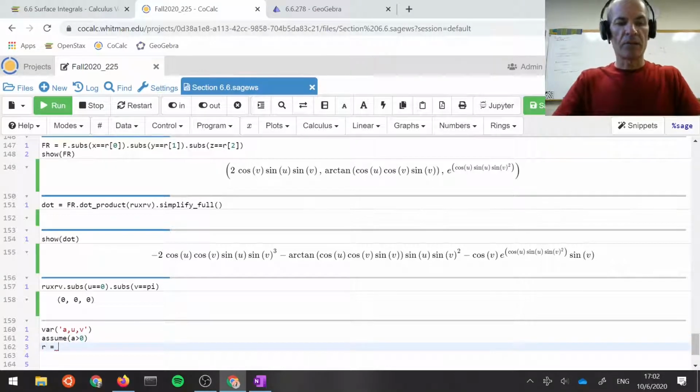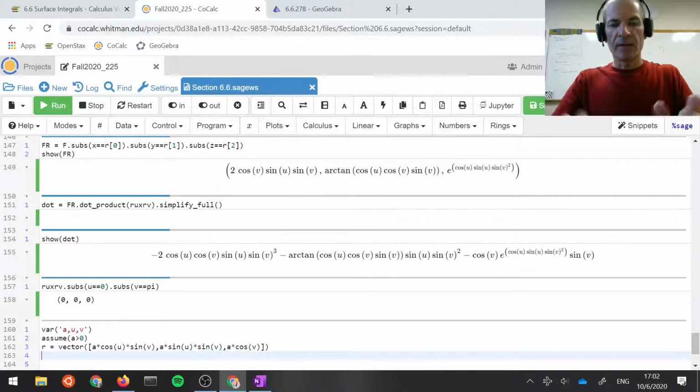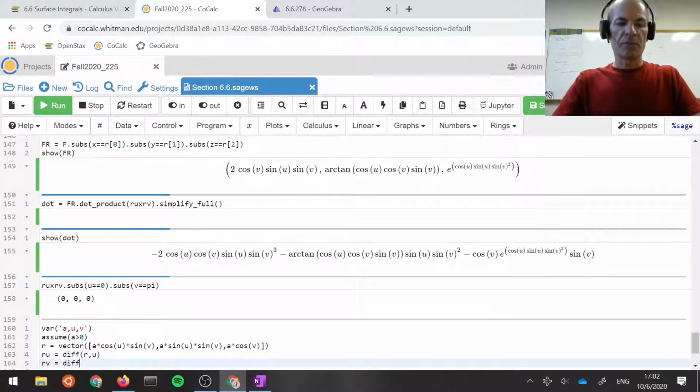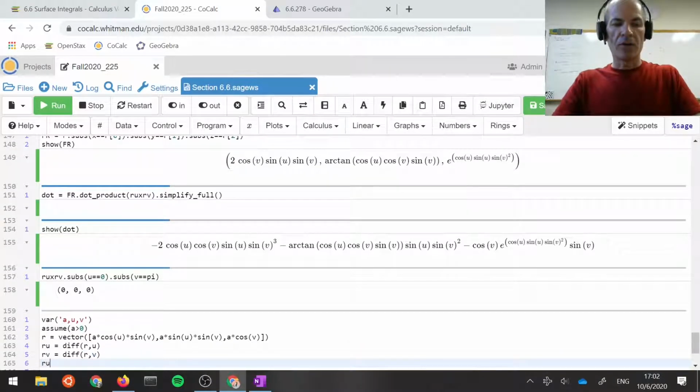And then let r equal the vector a cosine u sine v, a sine u sine v, a cosine v. And you know the drill, right? Ru is equal to the derivative of r with respect to u. Rv is the derivative of r with respect to v. Ru cross Rv is Ru dot cross product with v.